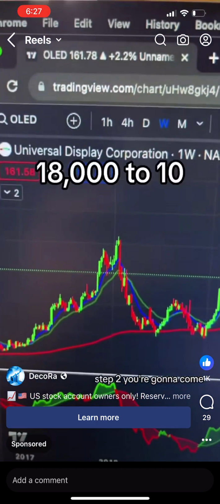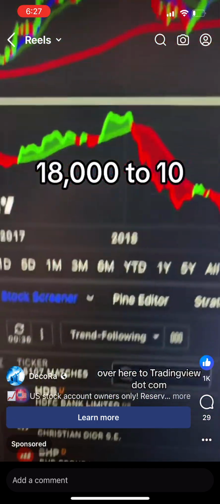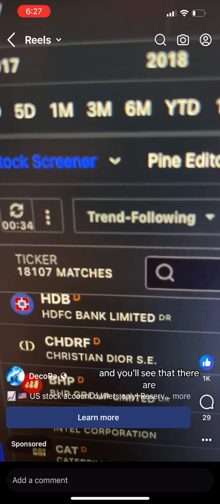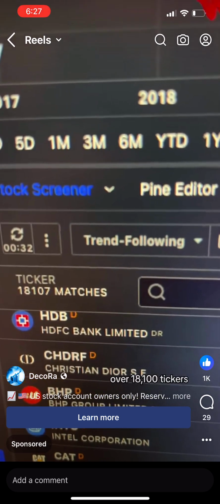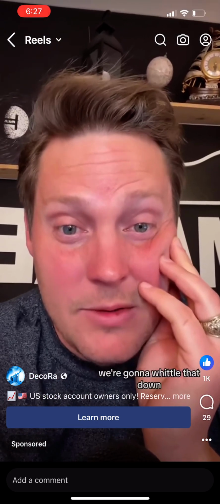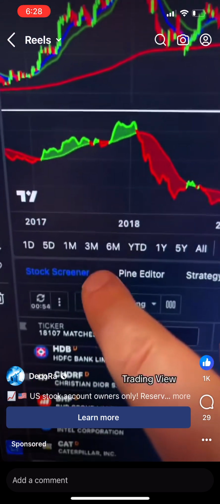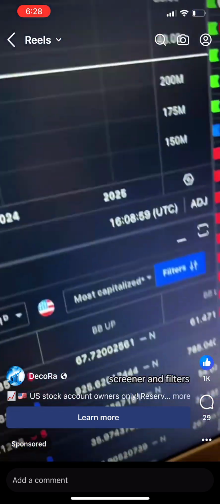Step 2, you're going to come over here to tradingview.com and you will see that there are over 18,100 tickers. And we're going to whittle that down to about 10. And when you come here to TradingView, you're going to see a stock screener and filters.